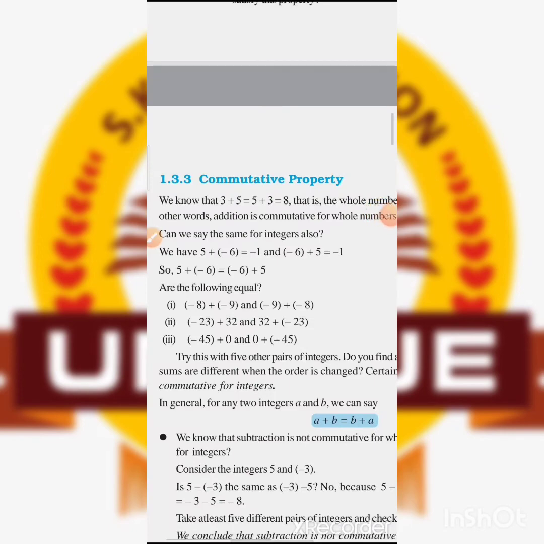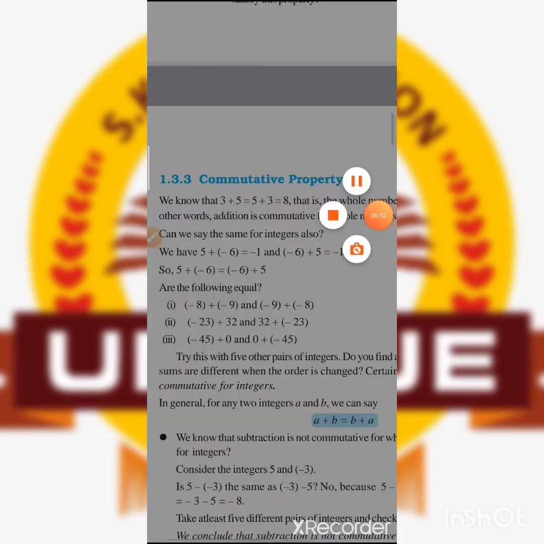We have plus 5 and minus 6, which are integers. If we add them, the answer would be minus 1. Now change the order of these integers, and the answer will also be minus 1 only. So we can say that if we change the order of the integers, the answer will not change for addition.